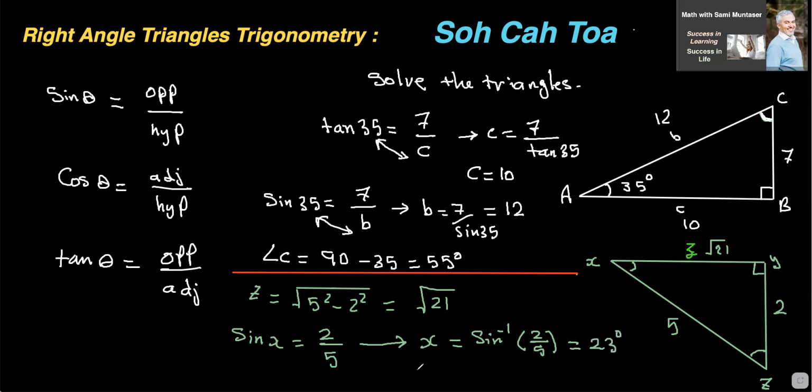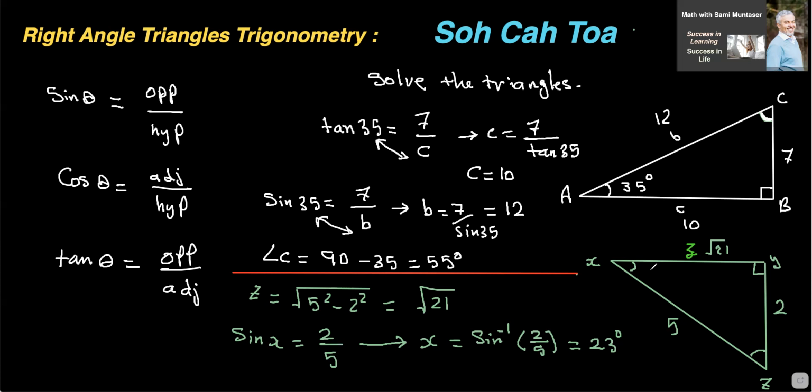What I notice as mistakes that students make, once they find the angle, they write sine X equals 23. No, sine X does not equal 23. Sine X equals 2/5, which is 0.4. It's angle X that equals 23 degrees. So just make sure you understand the difference. When we say sine, basically the sine means the ratio of the opposite side to the hypotenuse of that angle, but the angle is 23 degrees.